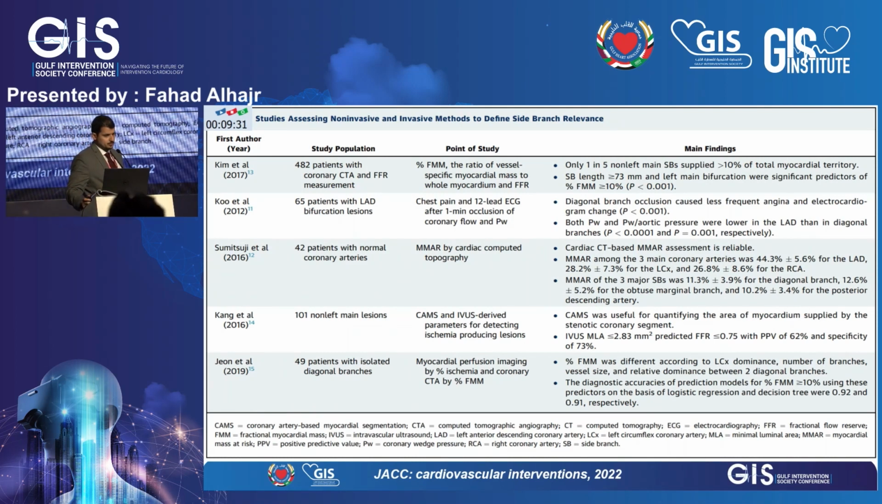So these are a couple of studies done specifically on bifurcations, mainly with CT coronary angiogram. And the bottom line is only 1 in 5 non-left main side branches supplies more than 10% of the total myocardium, and we're talking about 20% of PCI being a bifurcation. Out of those 20%, you're going to have 1 in 5 significant side branches that you probably need to take care of.